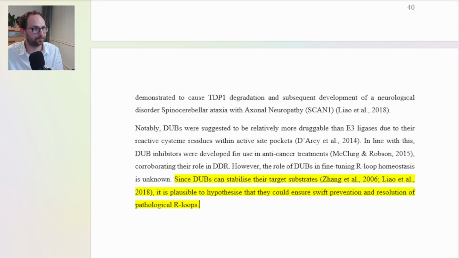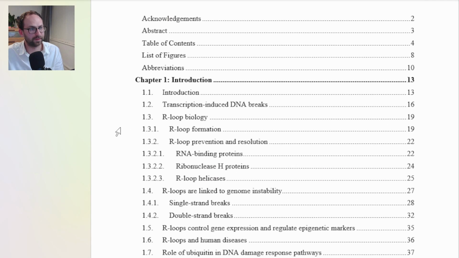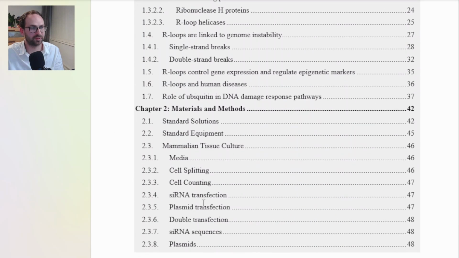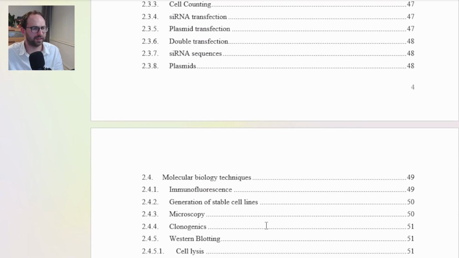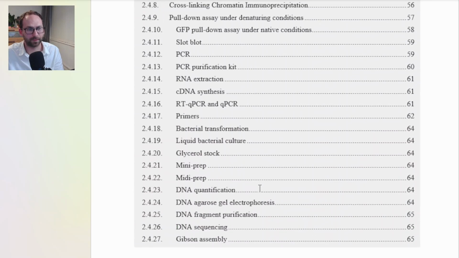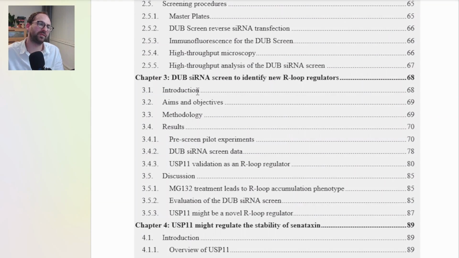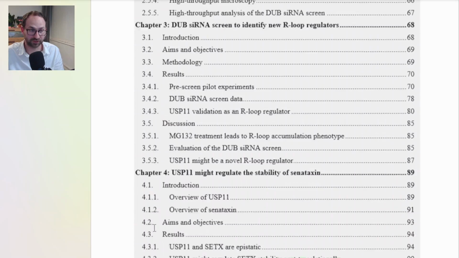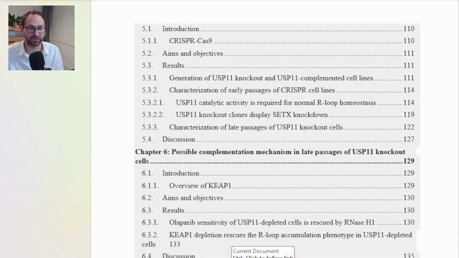So we finished the introduction, and then after the introduction, I had materials and methods, and that's something I can talk about in more detail in another video. But I think that is an incredibly easy part of your PhD thesis to write. And then I have my first results chapter. Okay, so chapter 3 is a results chapter, chapter 4 is another results chapter, and so is chapter 5 and 6, and then I have the general discussion.